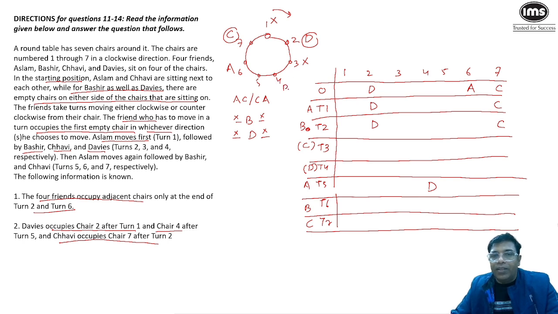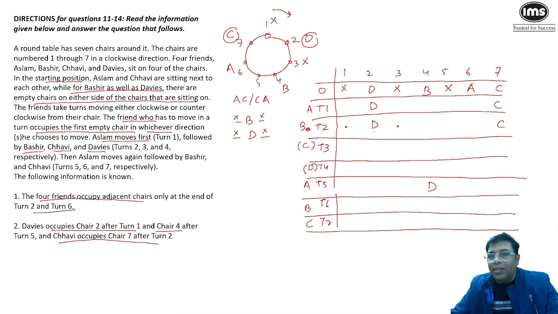It means B has to sit at chair number 4 originally. So I think this is how the original position is. Now we know that after turn 2, all the 4 people have to sit adjacent and D and C cannot change their position. So to fulfill this condition, I think we have to occupy these three chairs, or rather we have to occupy adjacent seats.